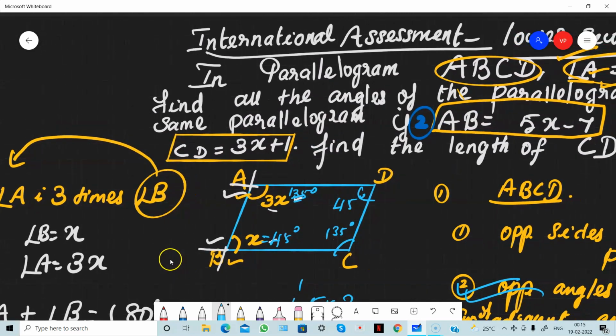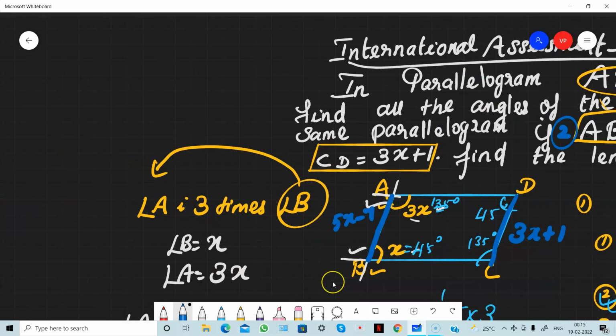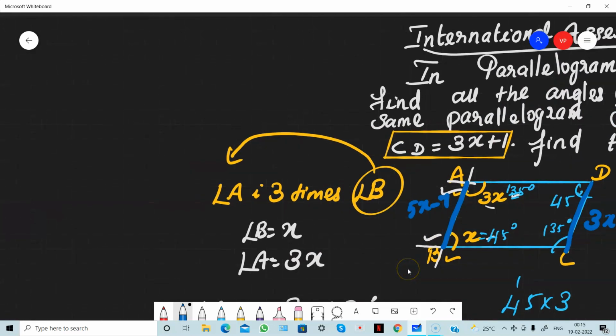So what is given in the sides? Yes, look at that. Okay, AB is 5x minus 7, right? And what about CD? Where is your CD, kids? They have given both equal sides, right? This one and this one. So AB and CD are equal, right? Because we know opposite sides are equal in the parallelogram, right students? So this is our second question in this problem. So it is a parallelogram, so opposite sides are equal. So AB equal to CD.